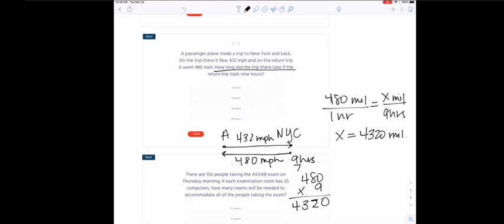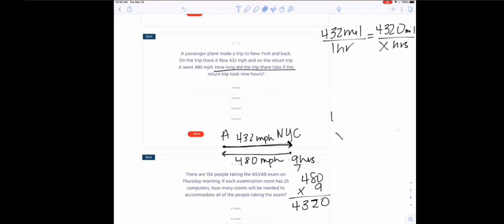What is the question asking me for? How long did the trip there take? Well, now that I have the speed over there and the number of miles, that's the distance, I can use my equation again. But this time I'm going to use this new rate. 432 miles for every 1 hour. It travels 4,320 miles, but we don't know how long it takes.